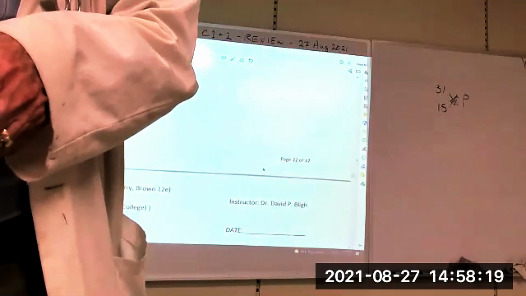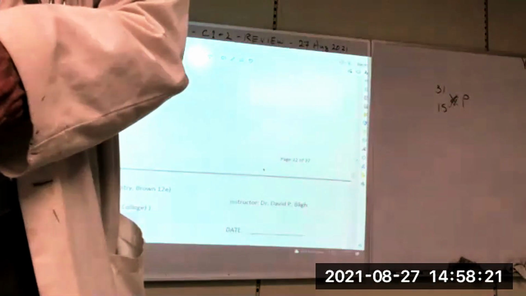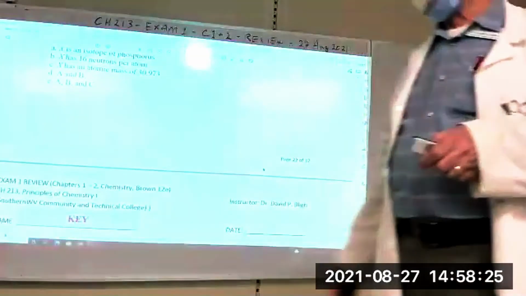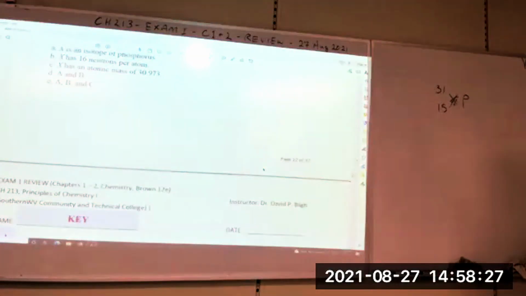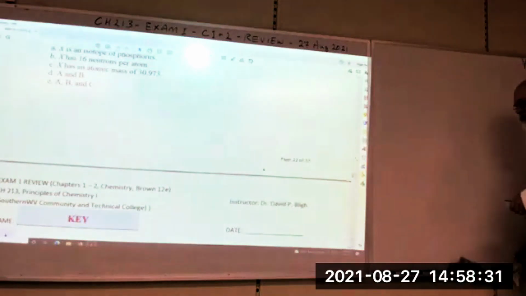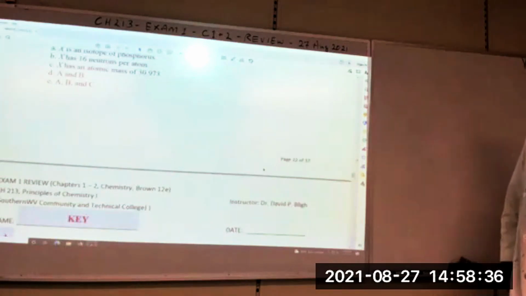Stoichiometry. But we probably should have done that already. If you want to know the atomic mass of a naturally occurring element, you need to average those isotopes together.